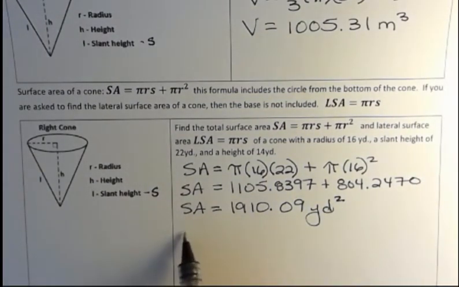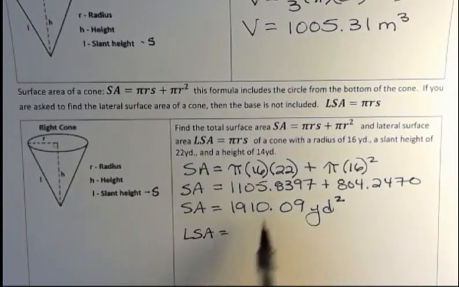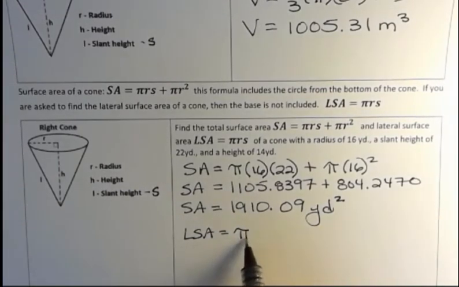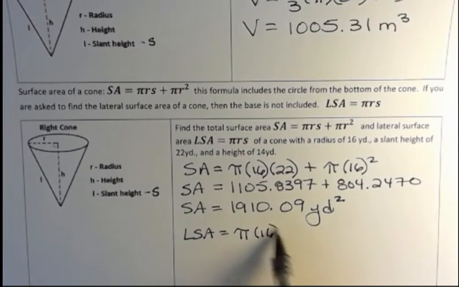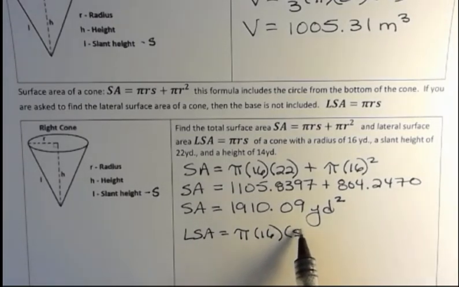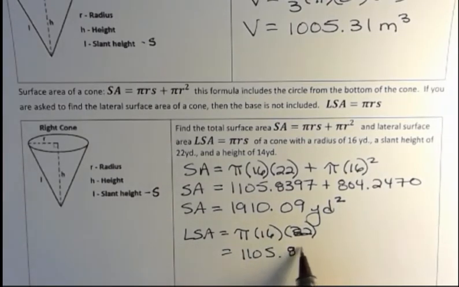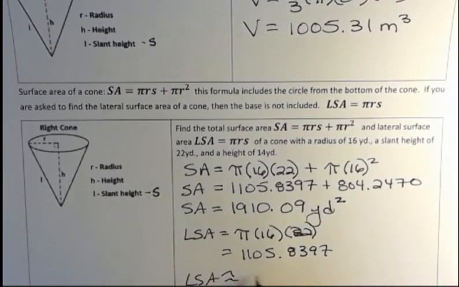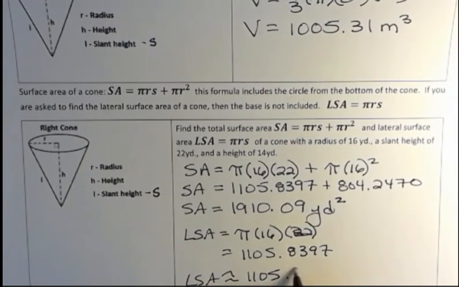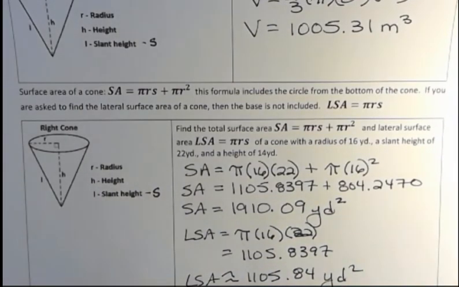What about the lateral surface area? Well, it's pi r s, where s is 22. We just did that, and I wrote it down so I wouldn't have to do it again: 1105.8397, which if I approximate it to the second place is 1105.84. Again, that is yards squared as well.